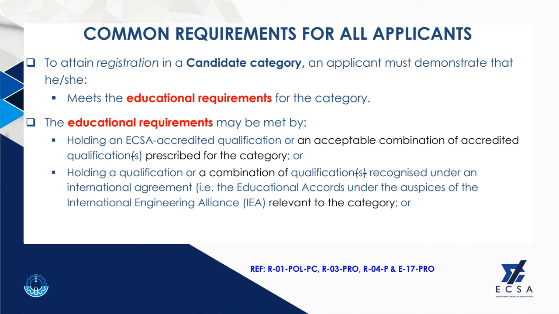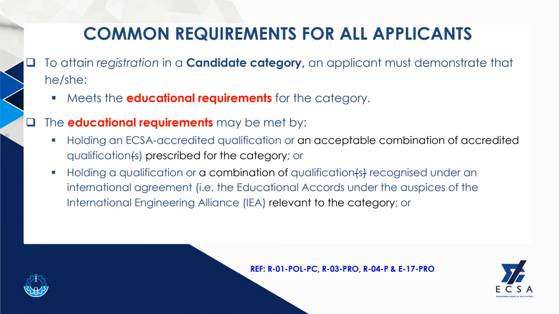The second one is holding a qualification or a combination of qualifications recognized under an international agreement, that is the educational course under the auspices of the International Engineering Alliance, relevant to that category. ECSA is a signatory to the International Engineering Alliance, which those countries came together to form what they call an alliance for ease of mobility. So they recognize each other's qualifications in terms of mobility. So if it comes from those accords that ECSA is a signatory to, it makes it easier as well, over and above those that have been accredited by ECSA. So that's the second part.